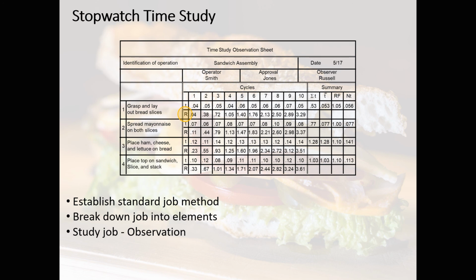The run time will go underneath each element's time. So in this observation sheet, what you can see is element 1 in cycle 1 takes 0.04 minutes. Element 2 takes 0.07 minutes. And the runtime is totaled for element 1 and element 2 under cycle 1. The runtime goes from cycle 1, element 1, through cycle 10, element 4.